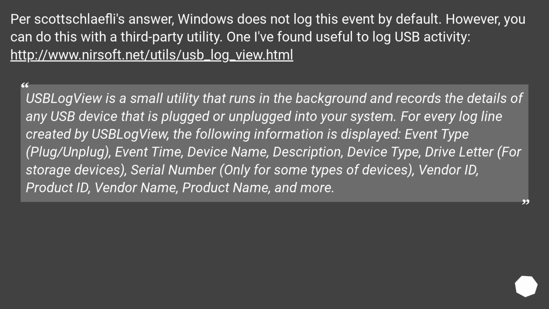For every log line created by USBLogView, the following information is displayed: event type, plug/unplug, event time, device name, description, device type, drive letter for storage devices, serial number only for some types of devices, vendor ID, product ID, vendor name, product name, and more.